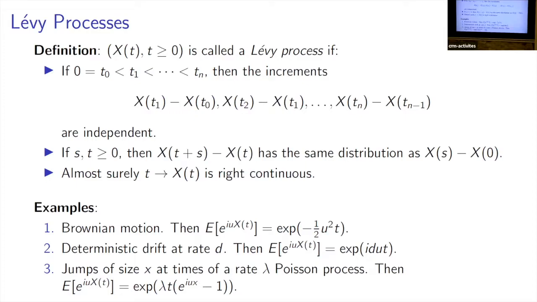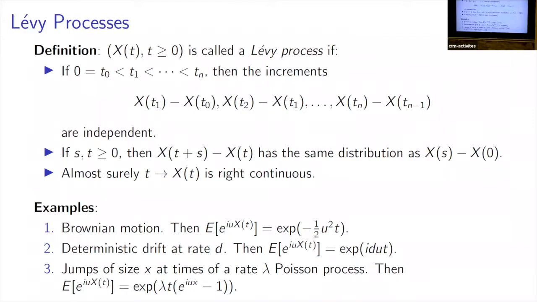If s and t are positive numbers, then X of t plus s minus X of t has the same distribution as X of s minus X of 0. So that's the stationarity of the process. And then we also assume that the process is right continuous.